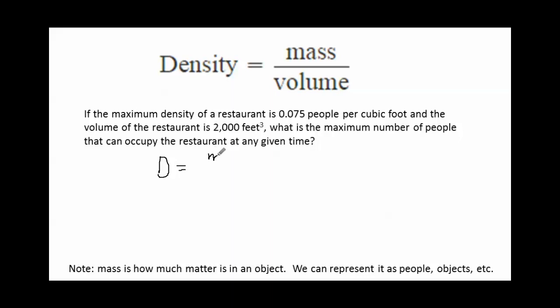I know my volume, 2,000. Well, 2,000 is in the denominator. I need to get rid of it. I'm going to multiply both sides by 2,000. 0.075 times 2,000 gives me 150. I can just plug that in my calculator to calculate. 150 equals M. So how many people can occupy the restaurant at any given time? 150 people.